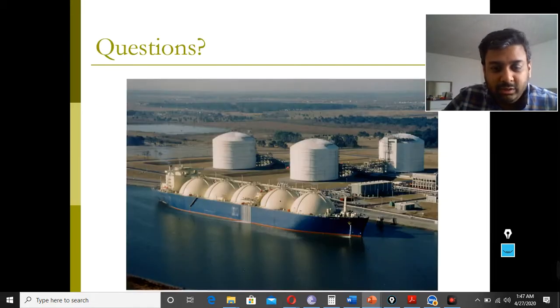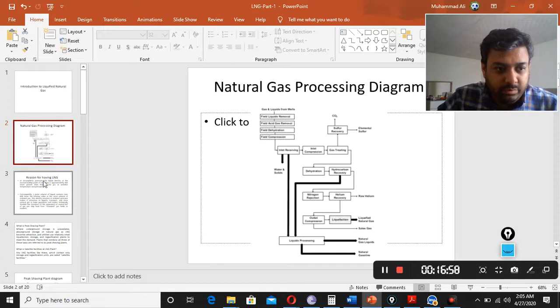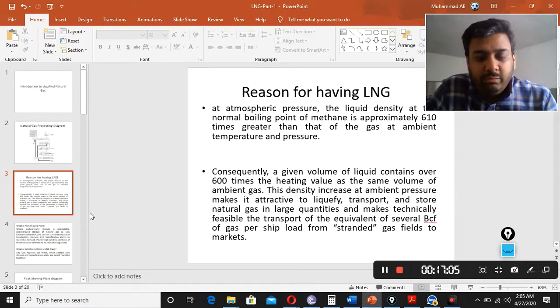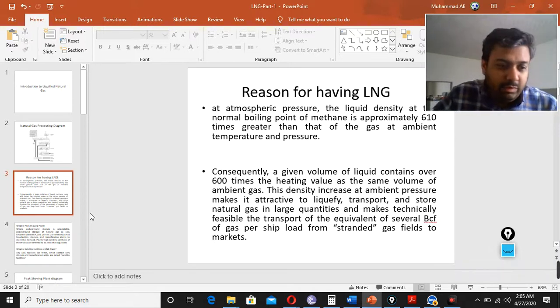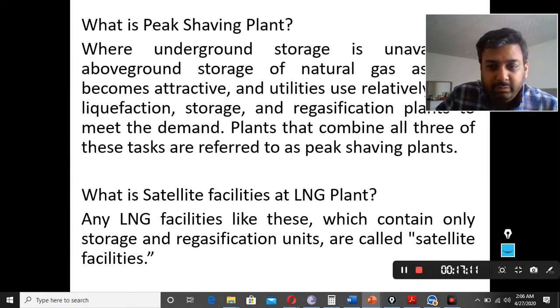So that was the introduction of the liquefied natural gas, and now we will talk about the types of plants that we have for LNG. Basically, we have two kinds of plant. The number one is the peak shaving plant. We call it the peak shaving plant.